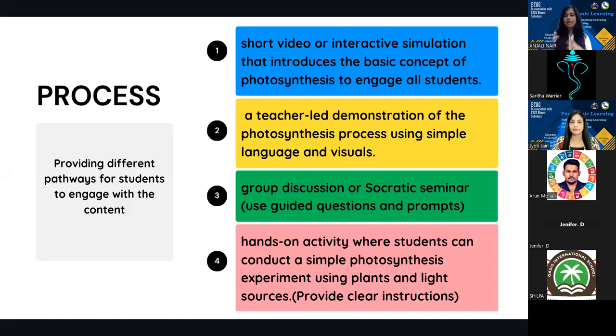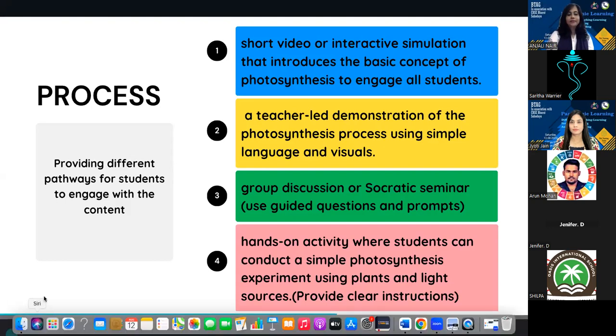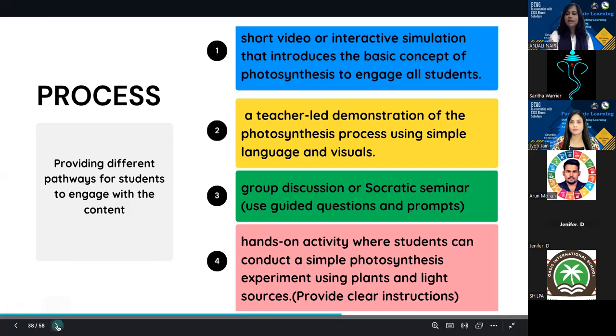So there may be different kinds of students in your class, and you have to use all these different ways, so that a child may grasp the concept in the way that he or she finds interesting. Whichever way the child finds interesting, the child will grasp that. So use different ways of delivering the content in the classroom. These are some examples for the science teachers.